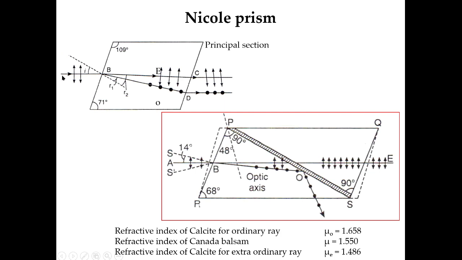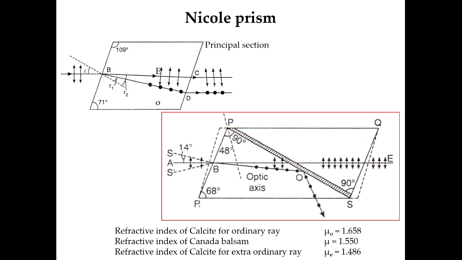When unpolarized light is incident on this principal section, it gets split into an extraordinary light ray and an ordinary light ray. So this ordinary light ray has the vibrations perpendicular to this plane, and this extraordinary light ray has the vibrations of electric field in this plane. So these are the angles of refraction for these two split rays.